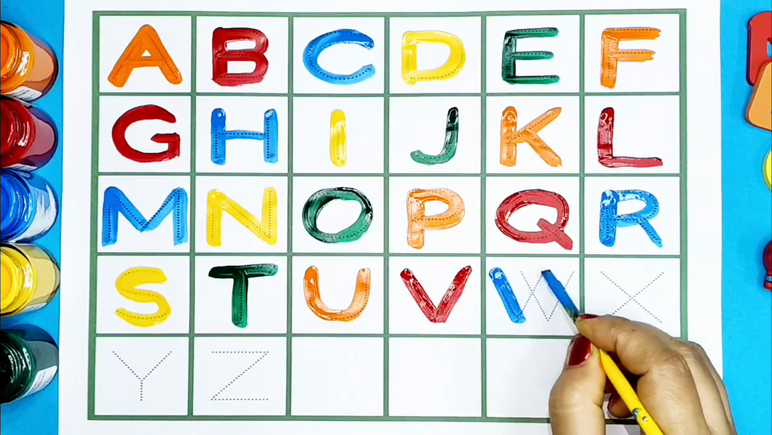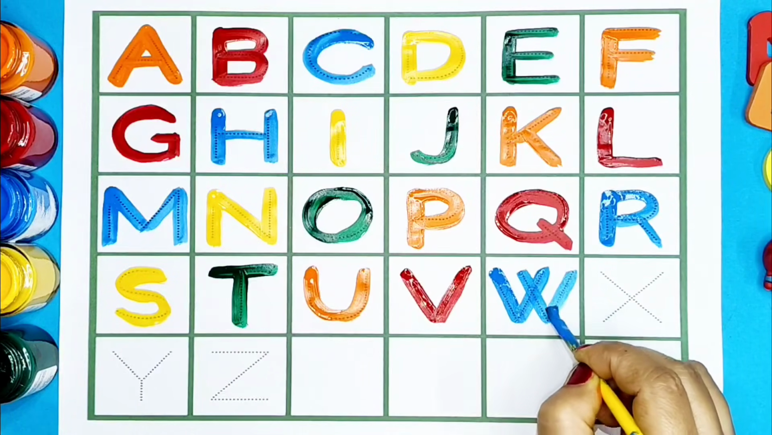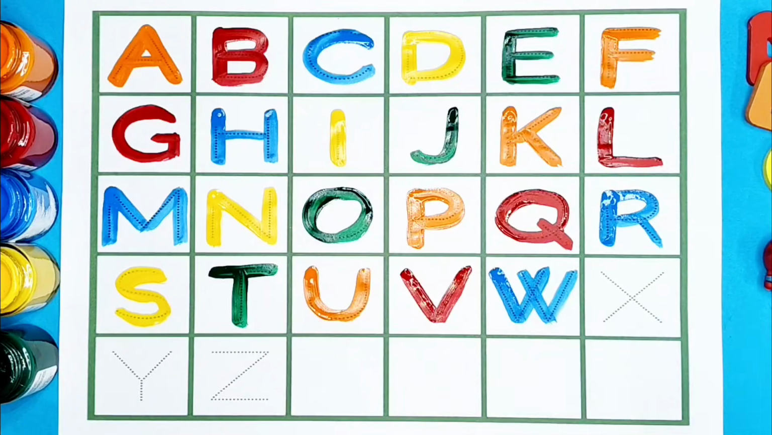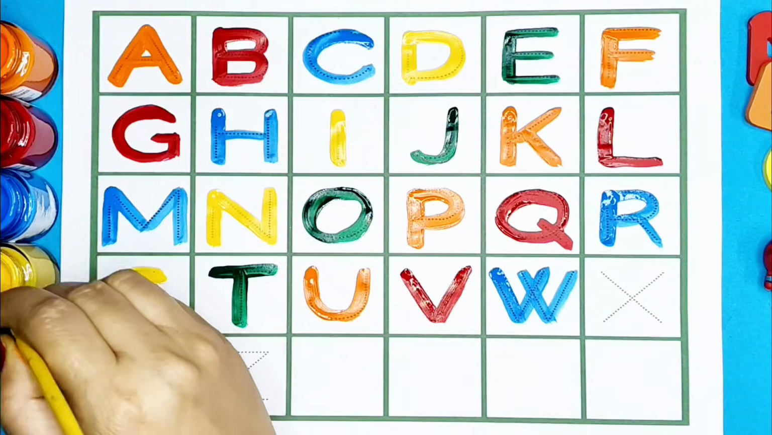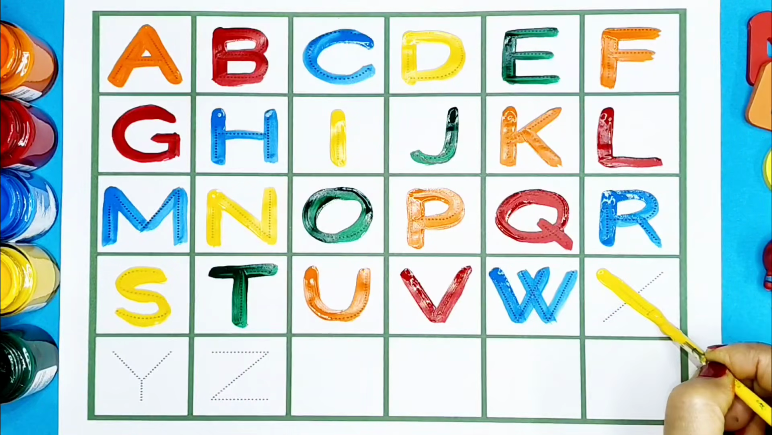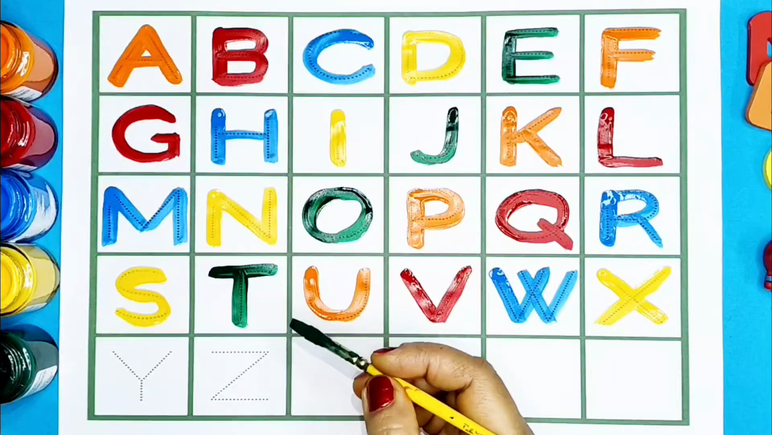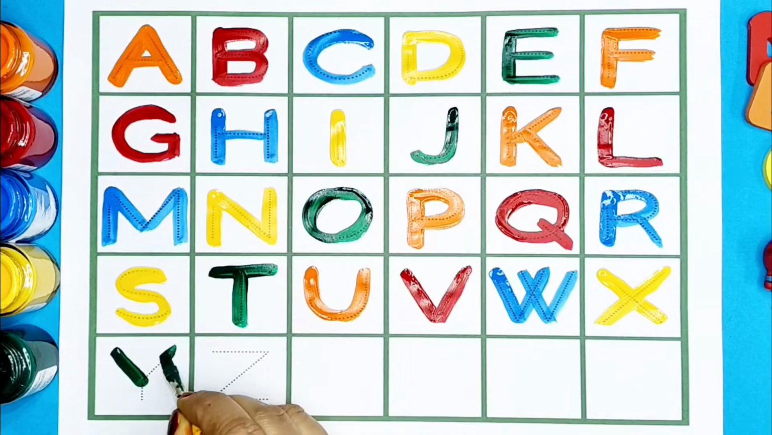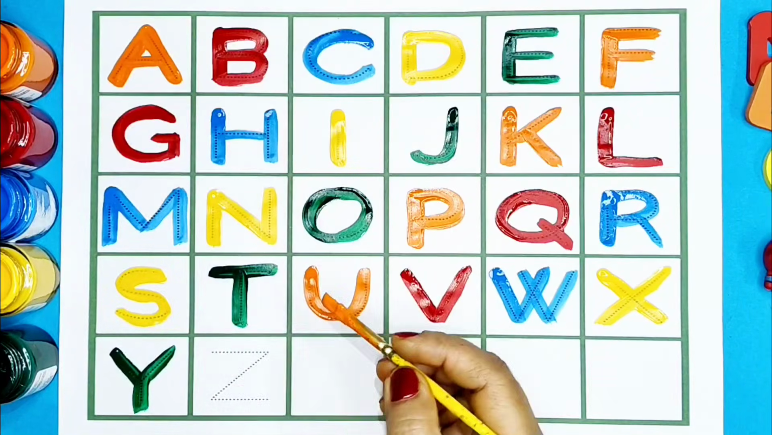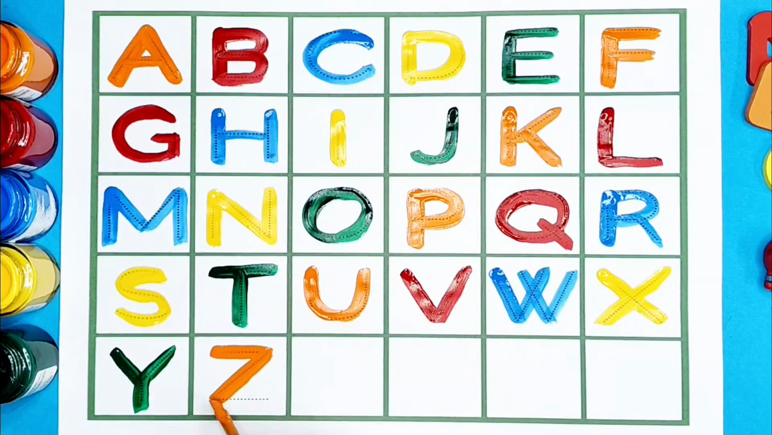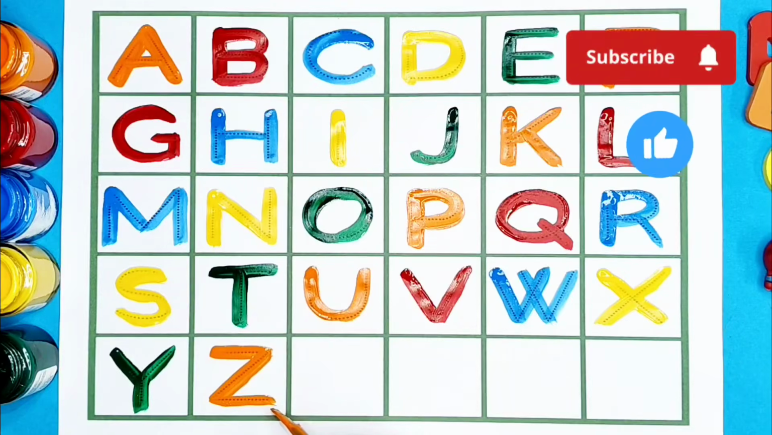Sky blue color. W for watermelon. Yellow color. X for Xmas tree. Dark green color. Y for yo-yo. Orange color. Z for zoo.